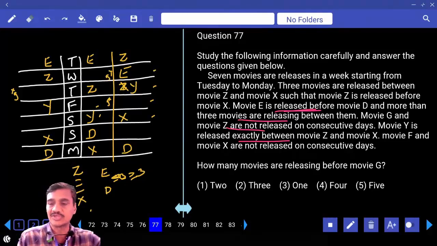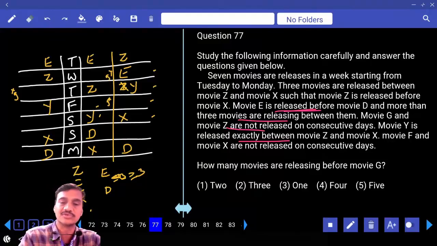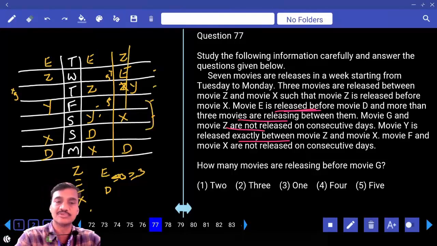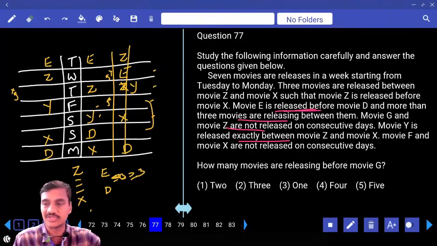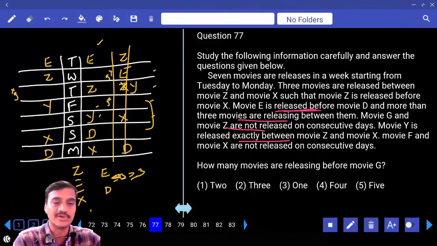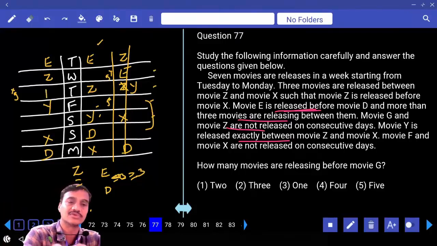And F and X are not released on consecutive days. In this case, F must be adjacent to X, which is not possible. This is ruled out. And F and X are not released on consecutive days. Yes, it is valid in this case. Now here F and X were not released consecutively, F is here.